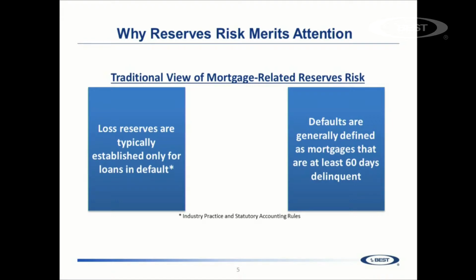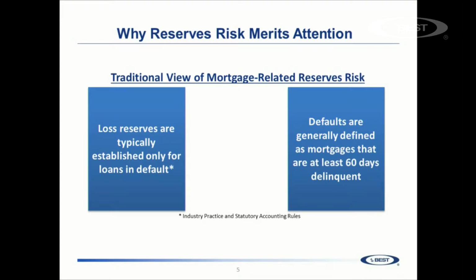We spent a lot of time in our ratings criteria discussing reserves risk, and the reason is really quite simple. According to industry practice and statutory accounting rules, loss reserves are typically established only for loans in default, and loans are defined as being in default when they're at least 60 days or more delinquent. This is problematic because losses can develop from loans not currently in default.